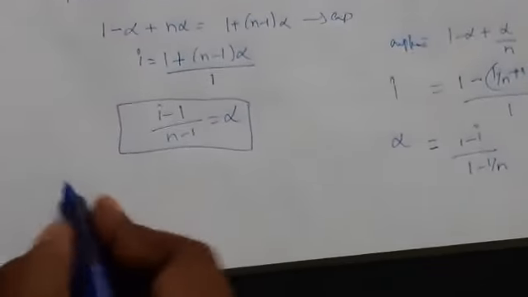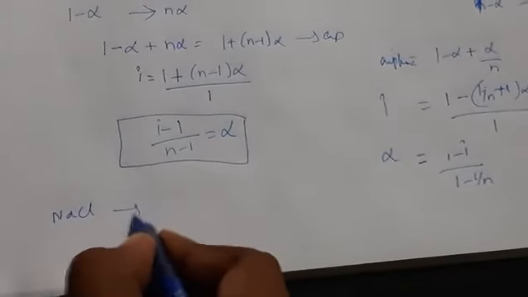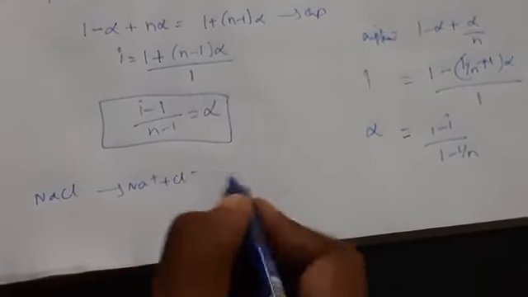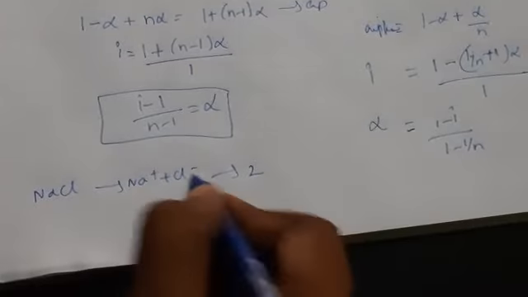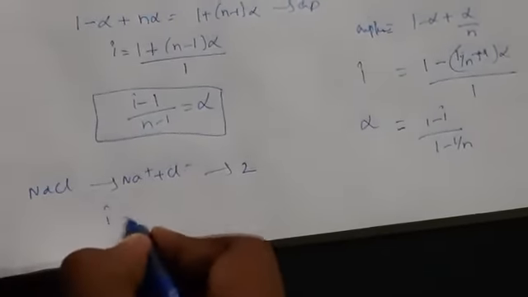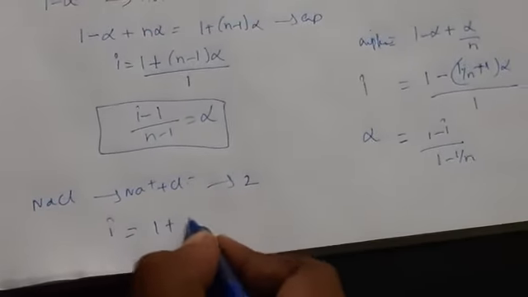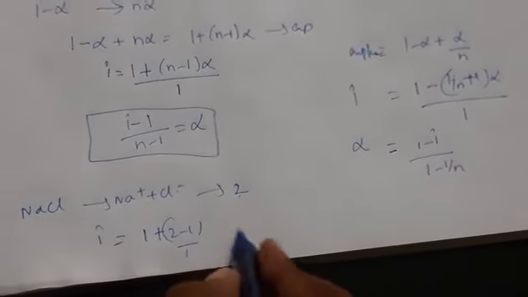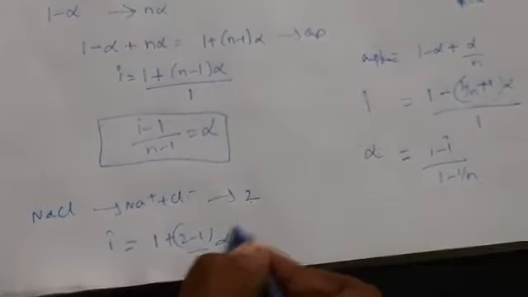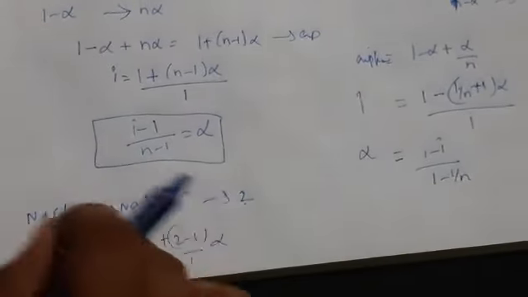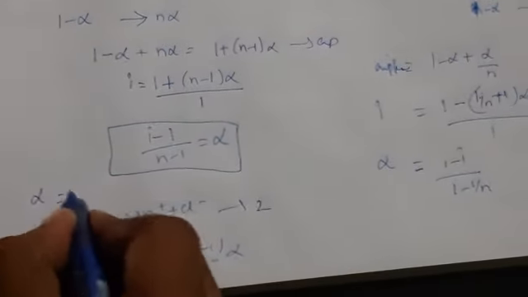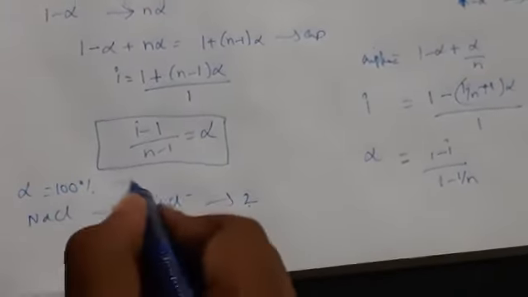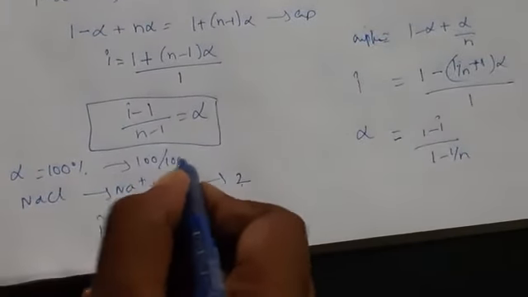If you take an example for association and dissociation, here NaCl I have told you, right? Na plus and Cl minus. How many particles is it having? 2 particles. If you substitute here i is equal to 1 plus (2 minus 1) by 1. So the alpha value we don't know. Here it is completely ionizing, right? Alpha is completely ionizing, 100%. So 100% means 100 by 100, it is giving 1.